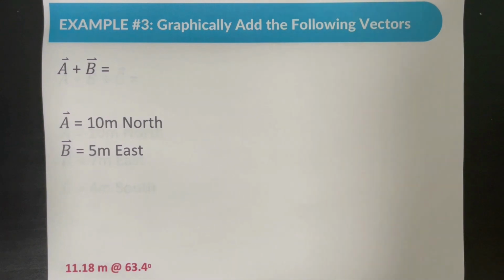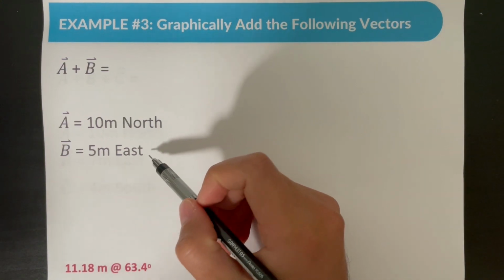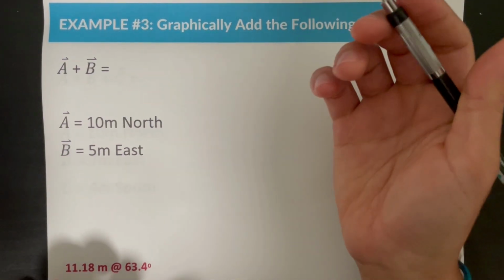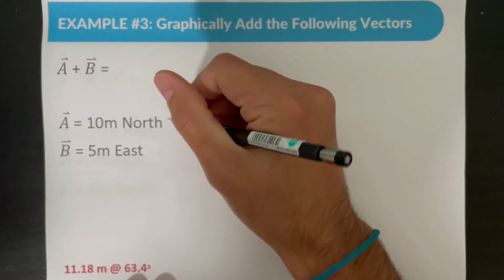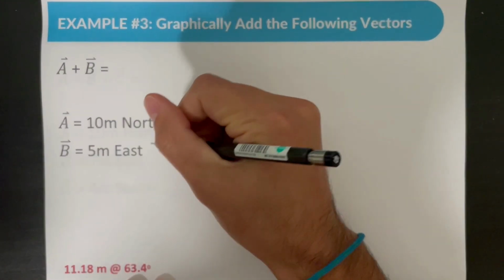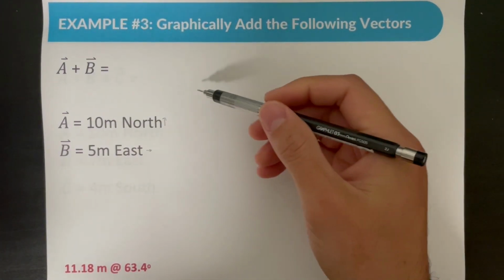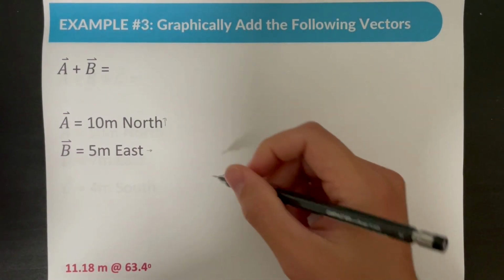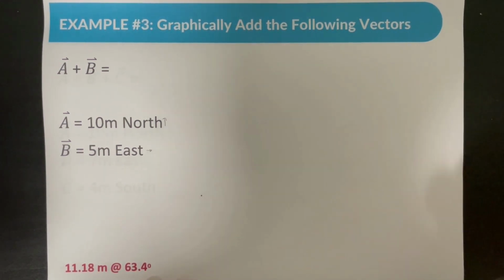Okay, example number 3. Graphically add the following vectors. Vector A is 10 meters north and vector B is 5 meters east. Personally, what I like to do right away is see the general direction of this. So it's like, okay, this is generally going to go up. This is generally going to the right. Now that it's going to go up and right, I know that I'm going to start this whole thing somewhere over here. Maybe I'll put a dot right there. Okay, that's where I'm going to start.